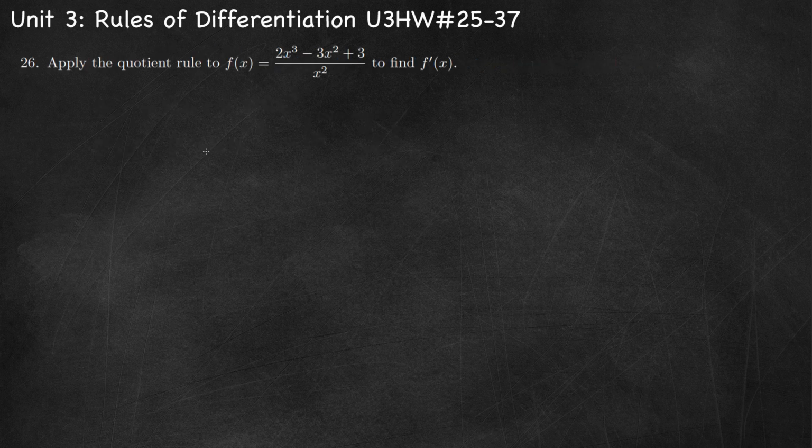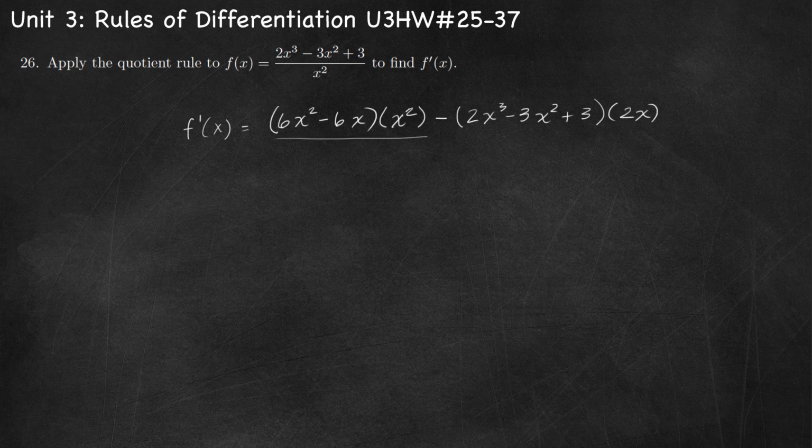Number 26, apply the quotient rule to f of x to find f prime of x. So this is the same function we saw in number 25, but now we're going to find the derivative using the quotient rule. So f prime of x equals the derivative of the top, which is 6x squared minus 6x, so that's derivative of the top, times the bottom, minus the top, 2x cubed minus 3x squared plus 3, times the derivative of the bottom, so times 2x, all of that over the bottom squared.